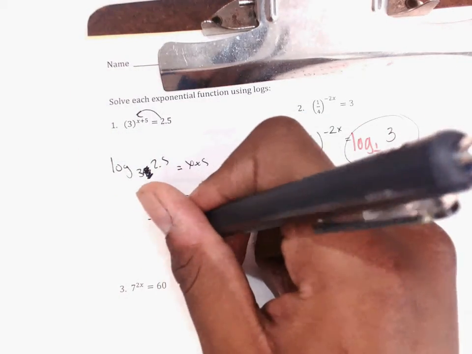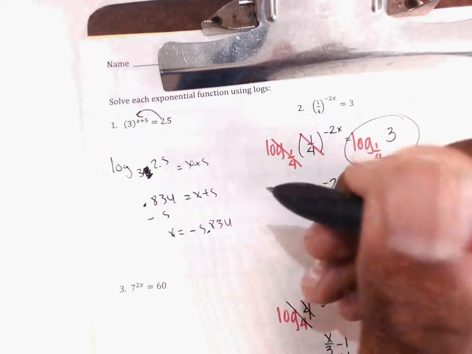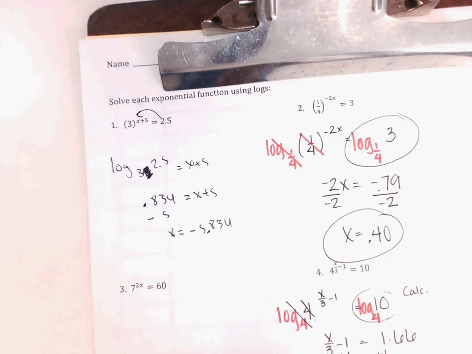So x equals negative 5.834. Does anybody have any questions? Yes, ma'am. I have the negative 4.17. How'd you get that?